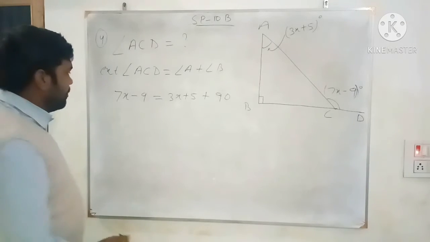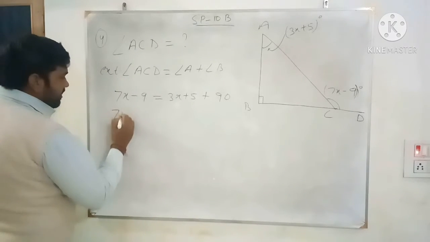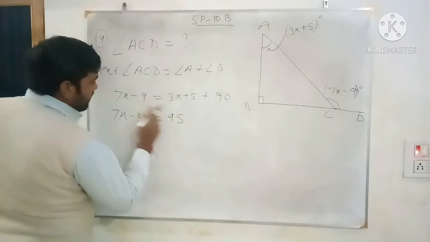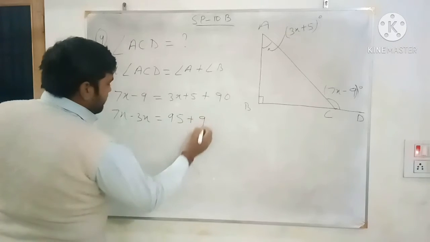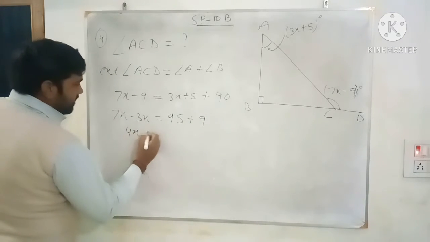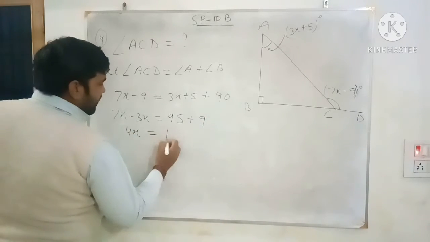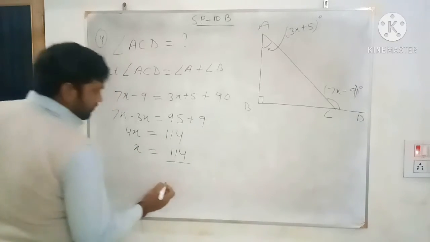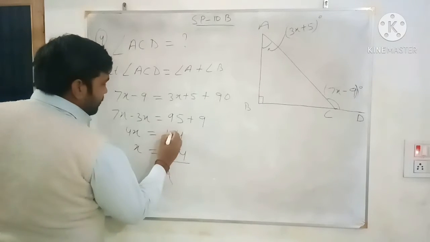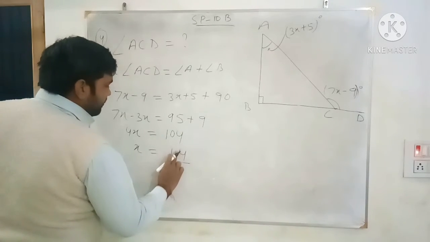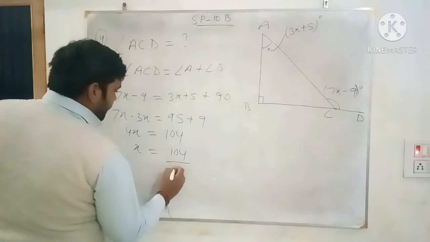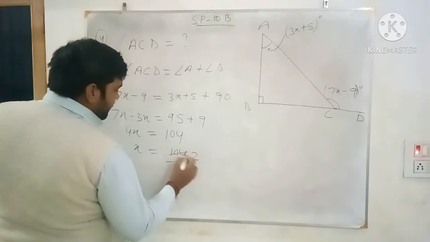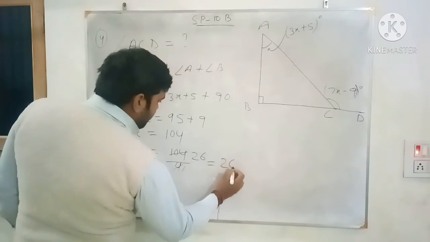Now we got the equation. Now we solve for x. Transpose this x to the left hand side. 7x minus 3x is equal to 90 plus 5, 95. Transpose this minus 9 to the right hand side, plus 9. Now 7x minus 3x gives you 4x. 95 plus 9 gives you 104. So x is equal to 104 divided by 4. Here 4 1s are 4, 4 2s are 8, 4 6s are 24. So the value of x you got is 26.